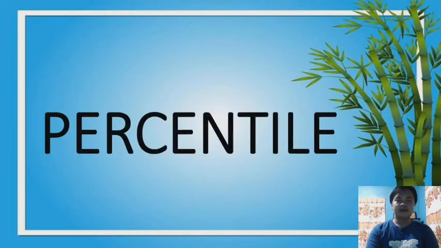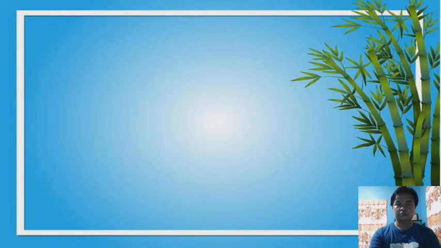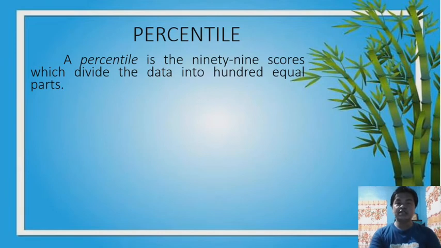My topic is all about percentile. What is percentile? A percentile is the 99 scores which divide the data into 100 equal parts. It is a term used in statistics to express how a score compares to other scores in the same set. While there is technically no standard definition of percentile, it's typically communicated as the percentage of values that fall below a particular value in a set of data scores.